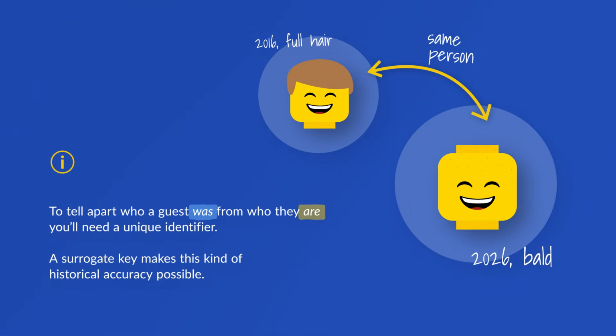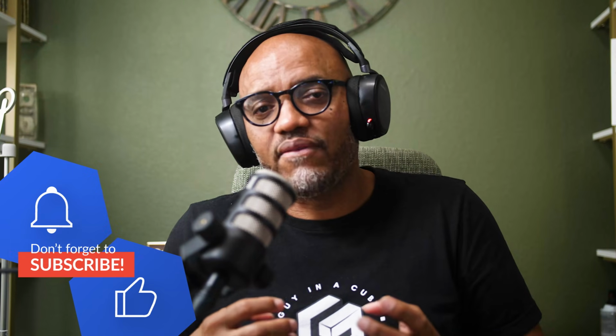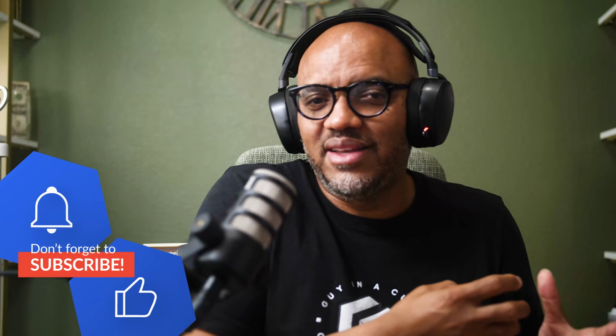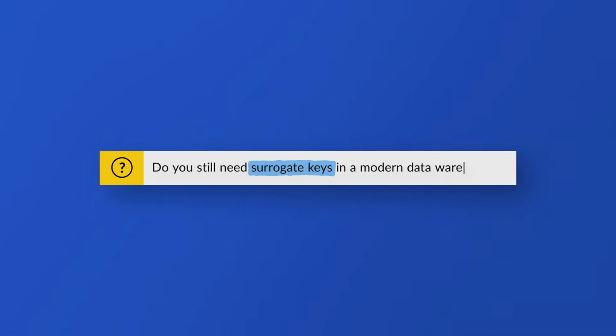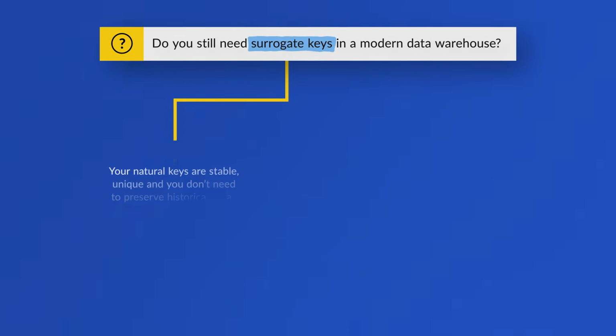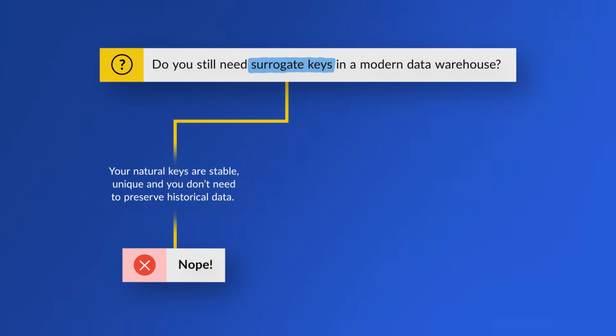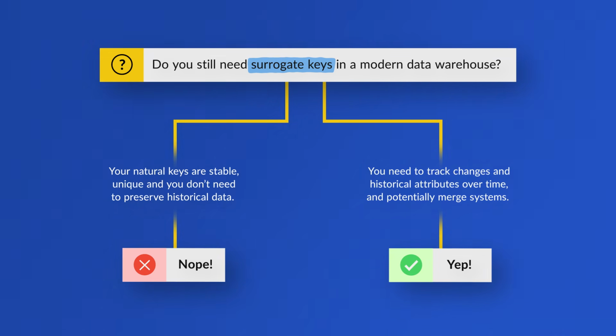That's when that surrogate key really becomes a significant part of the warehouse, because the fact table can point to the exact version of the guest that existed when the fact was created. So do you still need surrogate keys? If your natural keys are stable, unique, and you're not preserving history, you may not need them. But if you need to track change over time, merge systems, preserve historical attributes, or avoid duplicate matches in your model, then surrogate keys are absolutely still relevant.